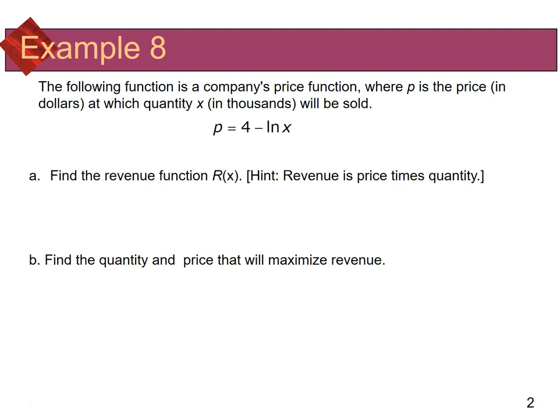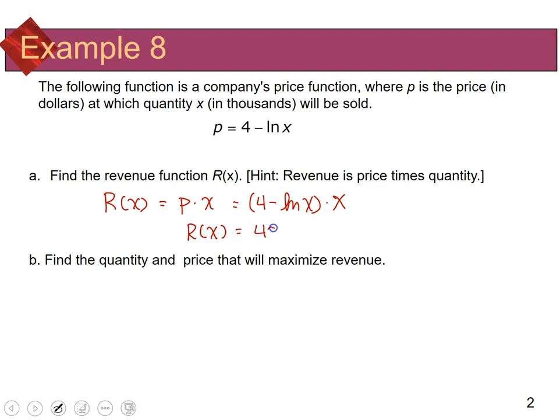Well, the first one, the revenue function: since they helped us remember the fact that revenue is price times quantity, I'm going to have 4 minus the natural log of X times X. So R of X is going to equal 4X minus X natural log X.